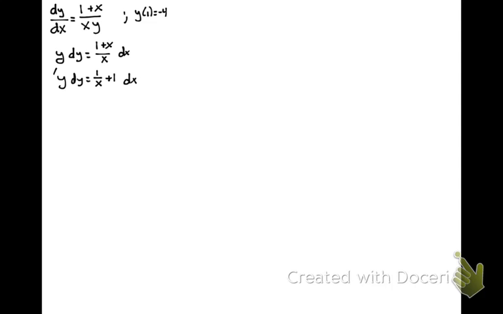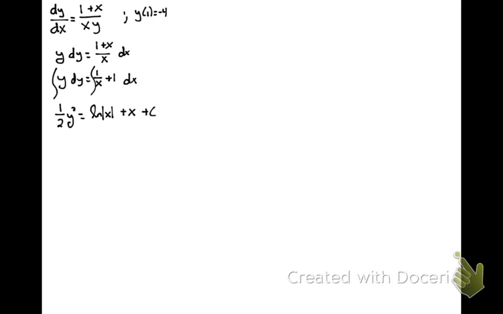Point number 2 is for integrating correctly. So when I integrate this, I'll get 1/2 y squared equals the natural log of x, and it's the natural log of the absolute value of x, plus x plus c.